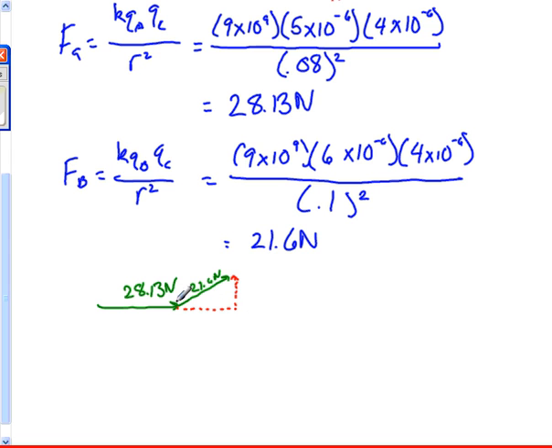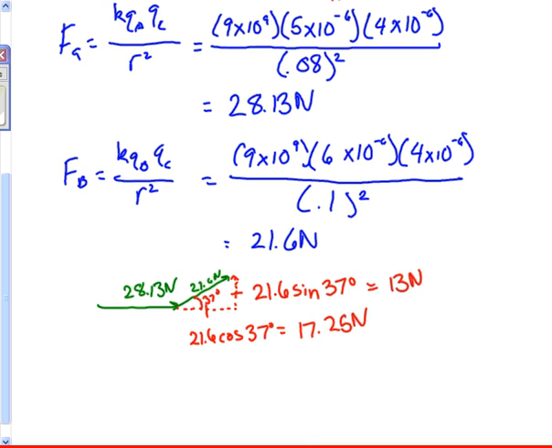To figure out what these components are, we need to know that this is a 37-degree angle. To get this side, which is the opposite side, we would use sine, so this would be 21.6 times the sine of 37 degrees. If you put that in your calculator, you get 13 newtons. The one here is the adjacent side, so that's 21.6 times cosine of 37 degrees, and on this one we get 17.25 newtons.